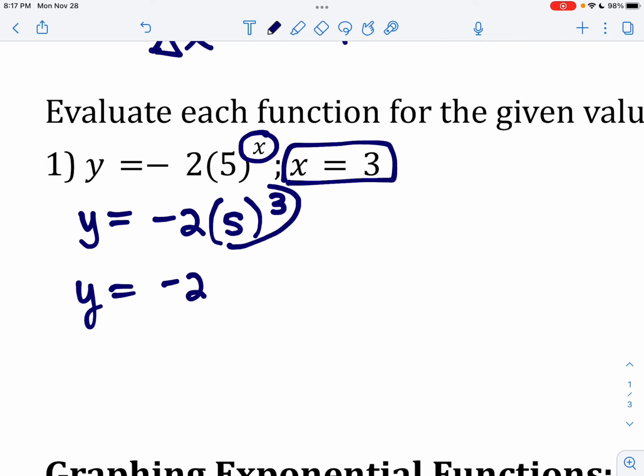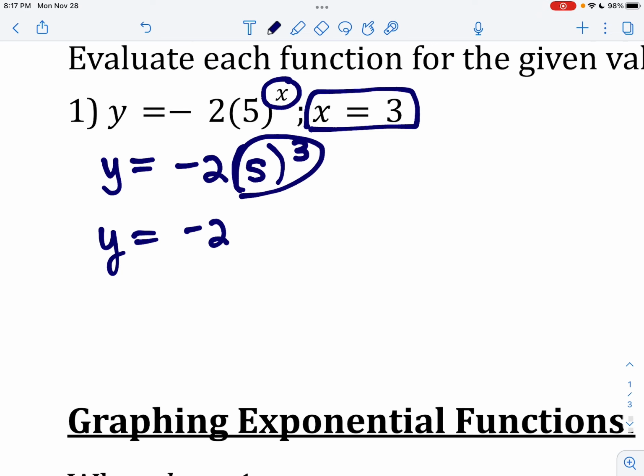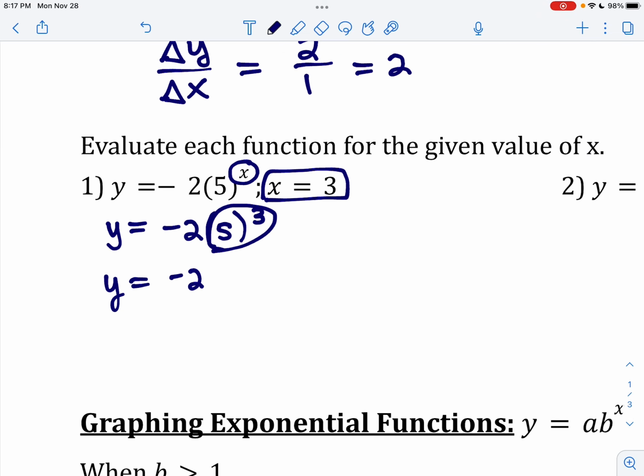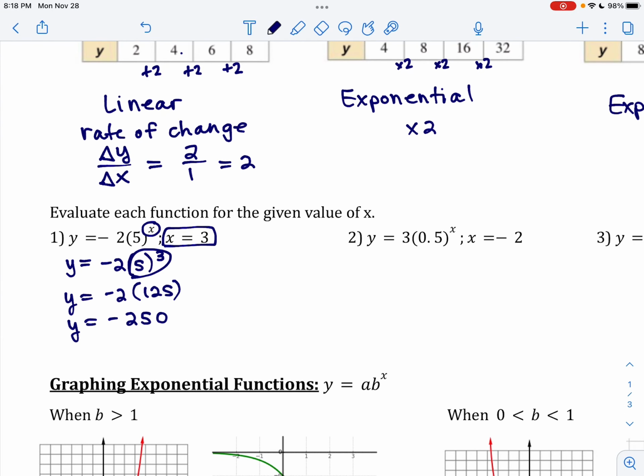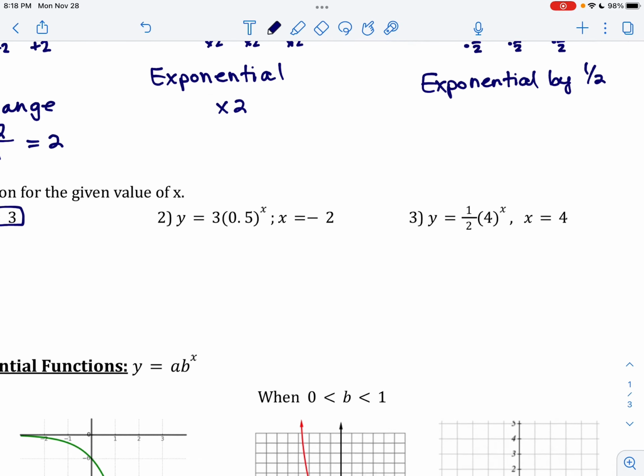We have to do the exponents first. So we have to evaluate this first. Remember, our order of operation rule says do parentheses and exponents first. So 5 to the third power, you need your handy dandy calculators. 5 times 5 times 5. That gives you 125. So then y equals negative 2 times 125 is negative 250. And that is it for finding the value of y. So you can do that for each of those.